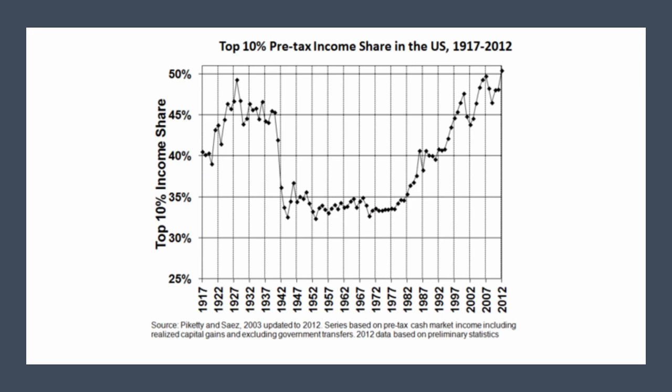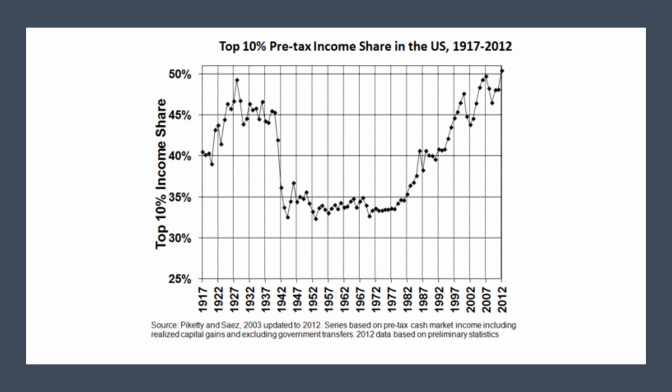But look what's happened in the 70s. Again, this is the neoliberal era of the 70s, and it starts to go back up again. And now where are we? We're right where we were before the Great Depression, where the top 10% of the population in income are getting half of the income that is generated in this country every year.